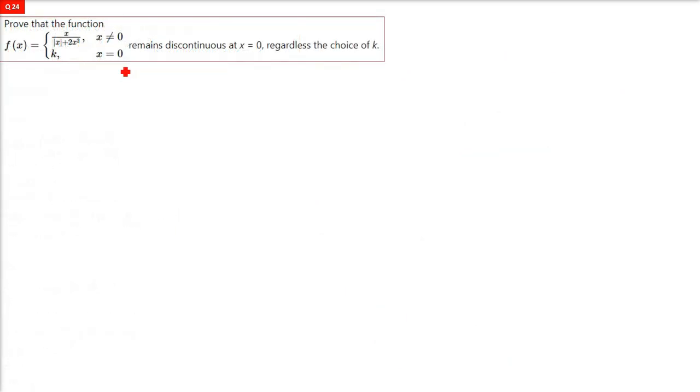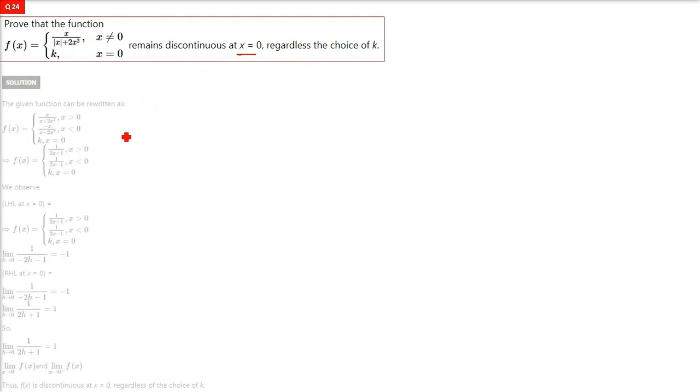Prove that the function is discontinuous. So at x equals 0 it is given as k. And this remains discontinuous at x equal to 0 regardless of the choice of k. Now this function is always discontinuous. You have to prove that. How do we do this?